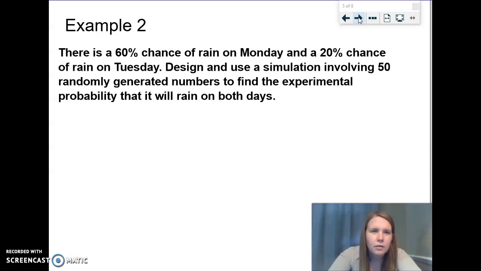All right. So they are independent events. It doesn't matter if on Monday it rains and on Tuesday if it rains. They're completely independent events. And so what we're going to do is I'm going to generate 50 random numbers.